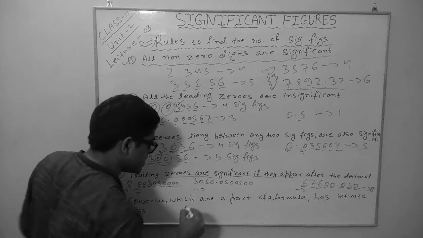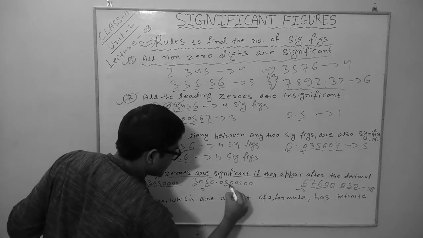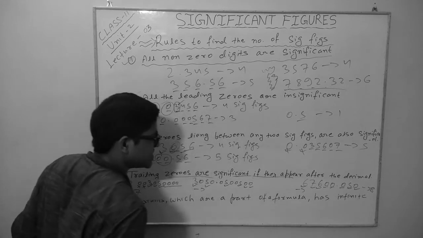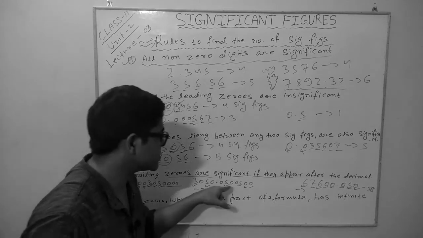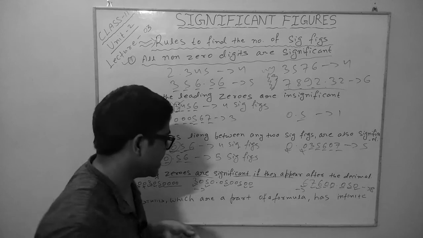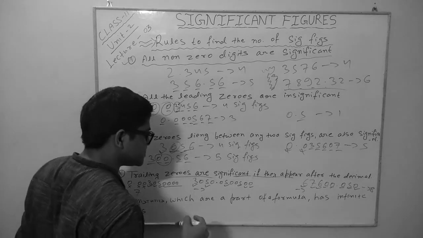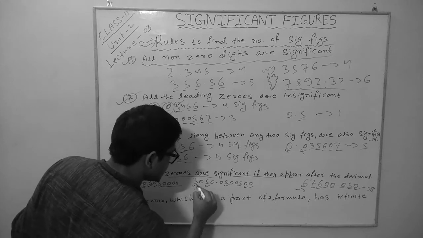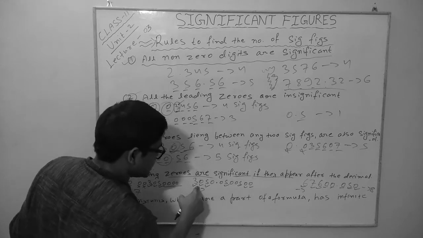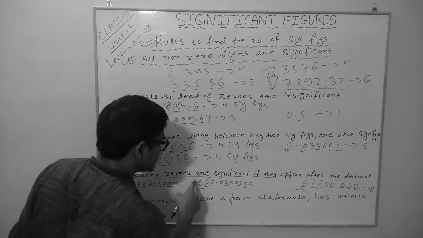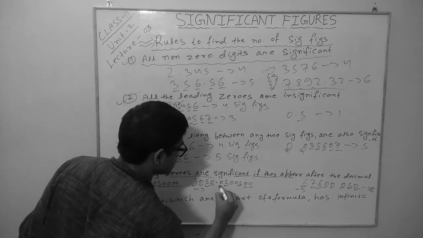Let's consider this example. 3, 5, 5, 5. All these are sig figs. These two are trailing zeros, that means zeros appearing after the last non-zero digit and also after the decimal. So these two are significant figures. Now the remaining zeros, this is a trapped zero. On both of its sides there are significant figures 3 and 5. These two zeros are also trapped zeros.